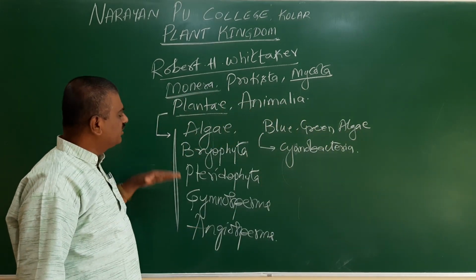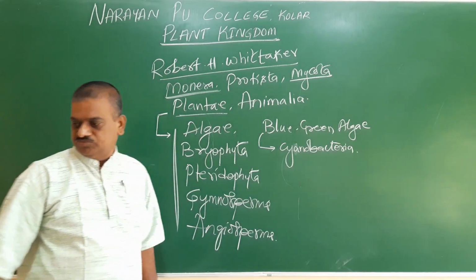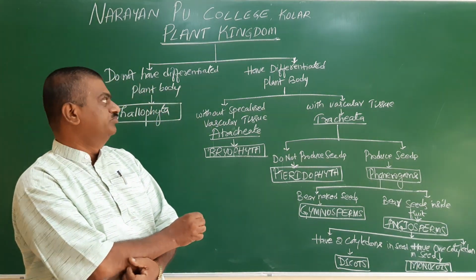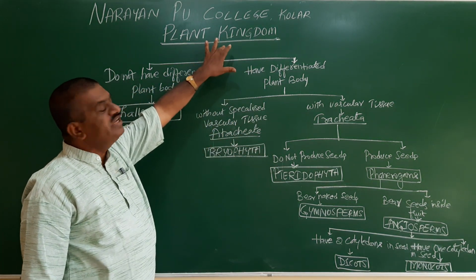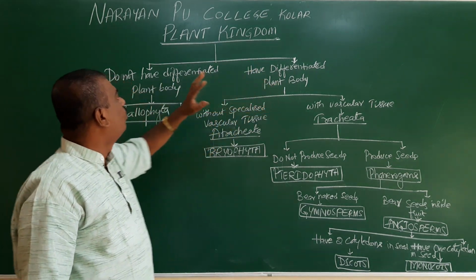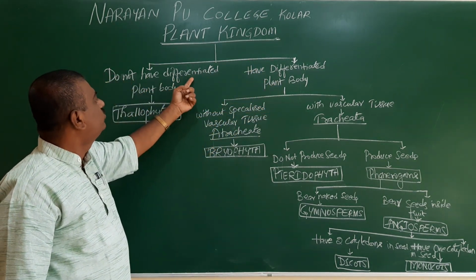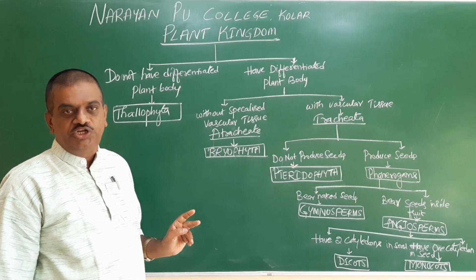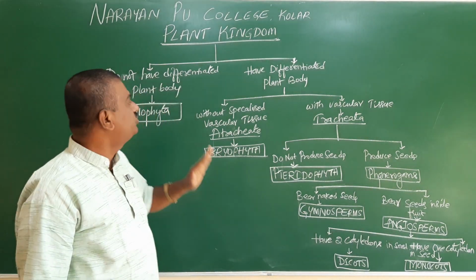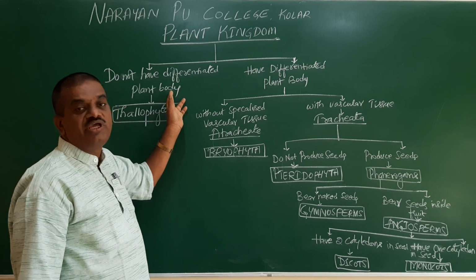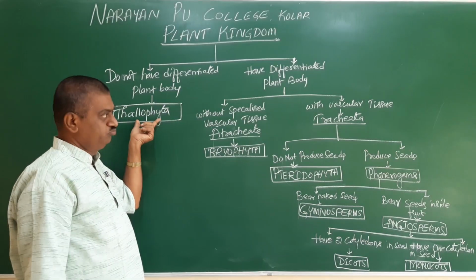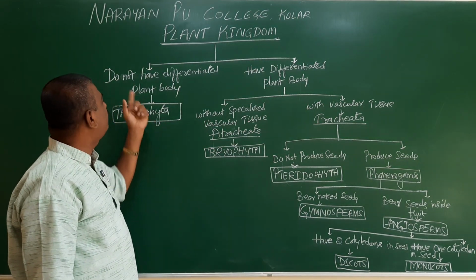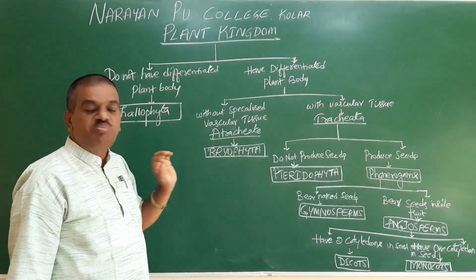Now, we are going one after the other in detail. So we will go for the classification of the plant kingdom. Here the plant kingdom is classified into 2 types. One does not have a differentiated plant body. Here the plant body is not differentiated into root, stem, leaf, so they are called Thallophyta. In this Thallophyta, we are going to study about algae.